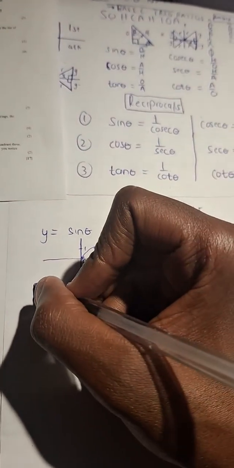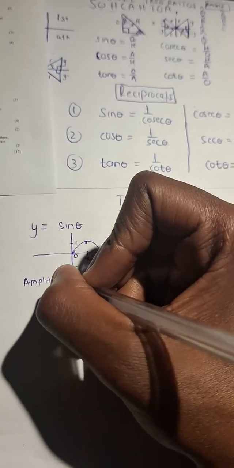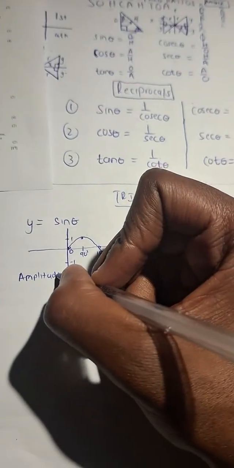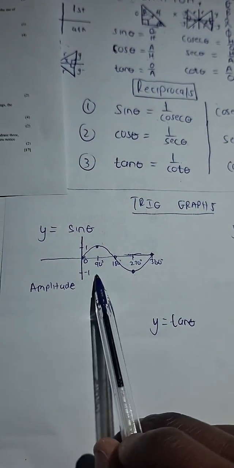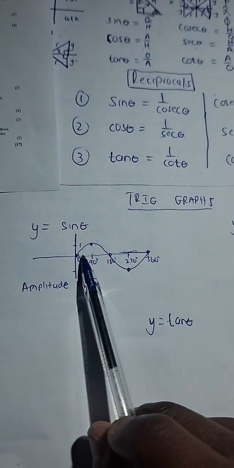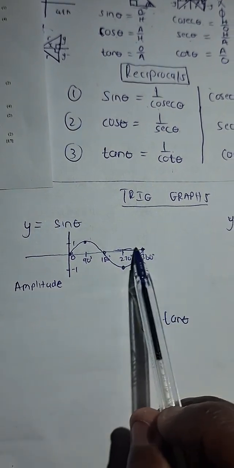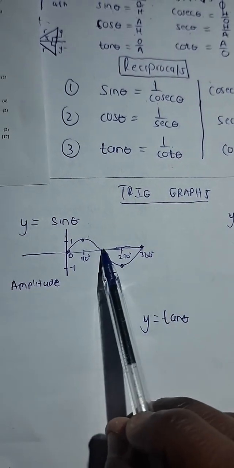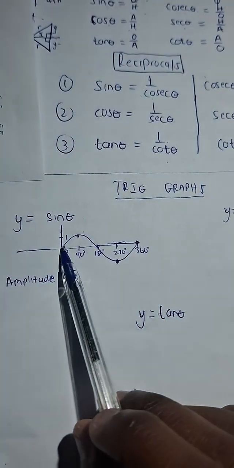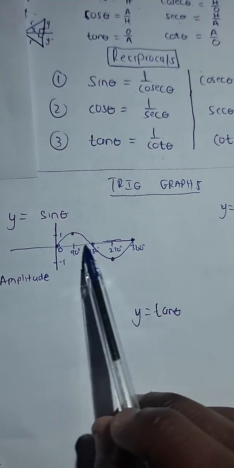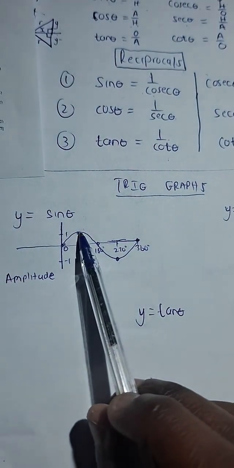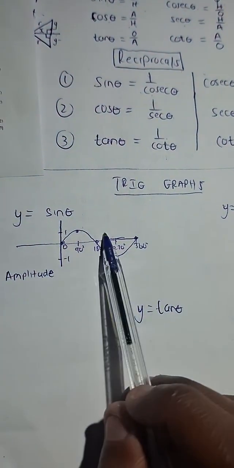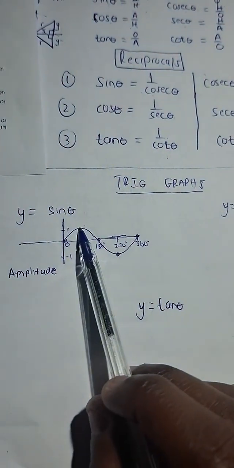A few facts. 1. Amplitude of the mother sine graph. What do we mean by amplitude? Amplitude, guys, is basically the distance from the position of rest to the maximum. So the position of rest is this x-axis, and to the maximum means from 0 to 1. So the amplitude of this particular sine graph would be equal to 1.